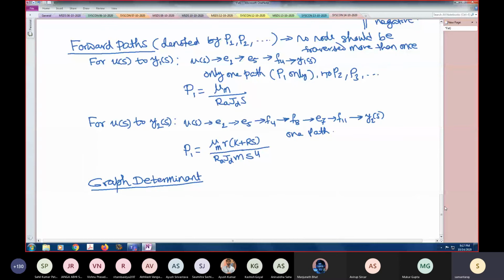So this graph determinant is defined as delta is equal to 1 minus the sum of loop gains, i equal to 1 to whatever number of loops, plus the sum over i, j of Li Lj, minus the sum over i, j, k of Li Lj Lk, plus and so on.